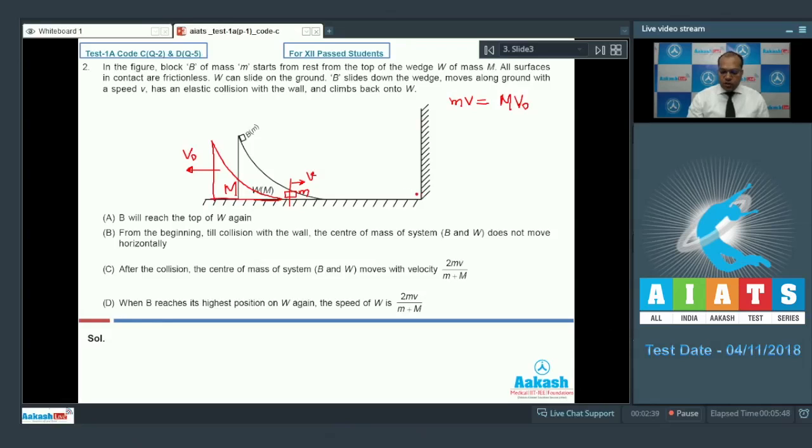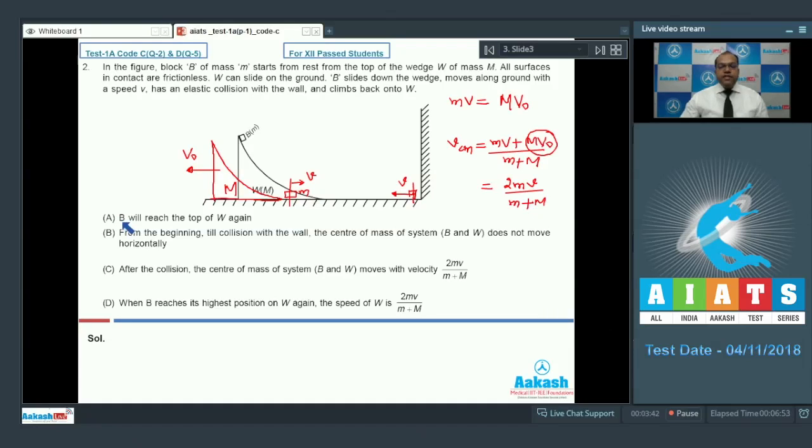It makes an elastic collision with the wall. Till this moment the velocity of the center of mass in the x direction is 0. So at the moment when it has a collision with the wall and moves in this direction with a velocity v, we can say that the velocity of the center of mass is (m into v plus capital M into v0) divided by (small m plus capital M) in the horizontal direction. We know that capital M into v0 is equal to small m v. So on substituting this, the velocity of the center of mass is 2mv divided by (small m plus capital M). Let's check the options.